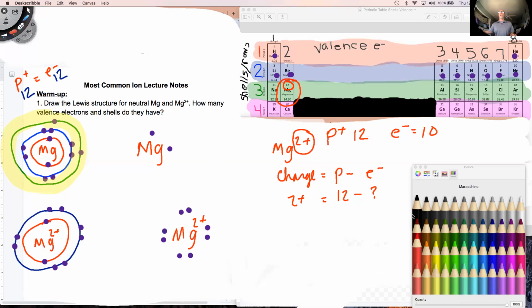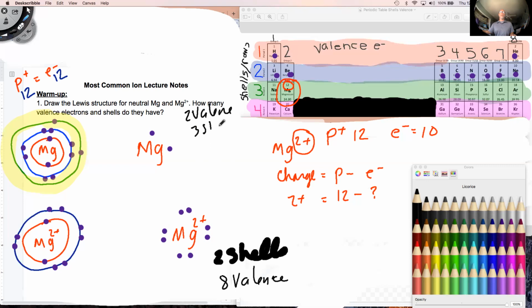How many shells do we have? Well, we have 2 shells. Let me shrink that down a little bit for us. We have 2 shells. How many valence electrons? 8 valence electrons. As opposed to this one that had 2 valence electrons and 3 shells. So in losing these 2 electrons right here, we've gone down to that other shell. All right, so we're going to use this information today to help us with our MCIs. And we're going to start that right now.